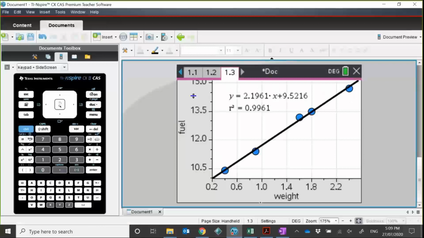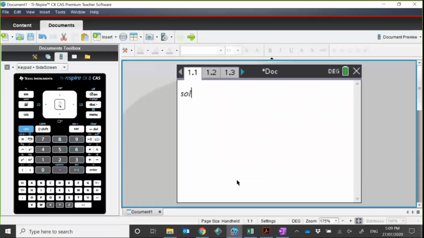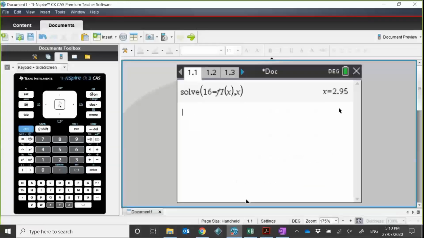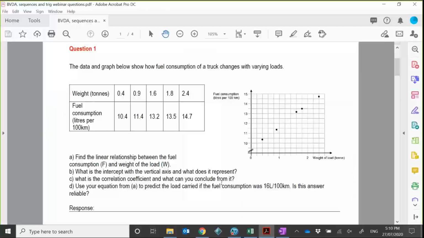So if we go back to a normal calculator page, we can type in solve, and we can go 16 equals. Now remember we stored this as F1 before. So if I type in F1, it goes bold because there is something stored there. And if I put in X and go comma X, it will solve that equation for the X value. And I get 2.95. So what that means is that if my fuel consumption was 16 litres per 100, the weight of my load would be 2.95 tonnes.